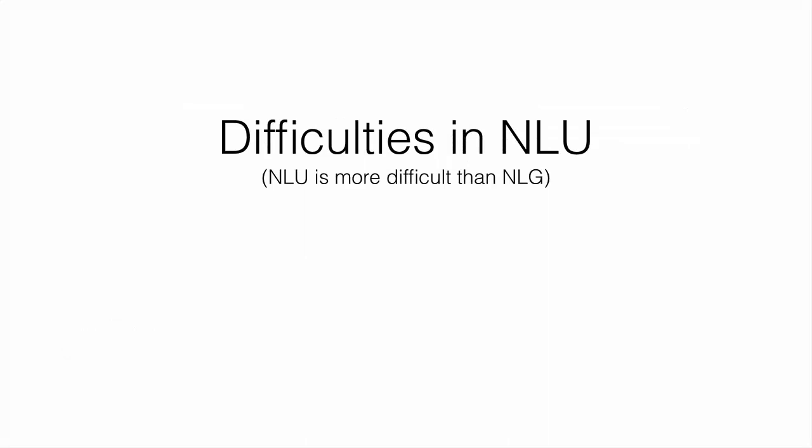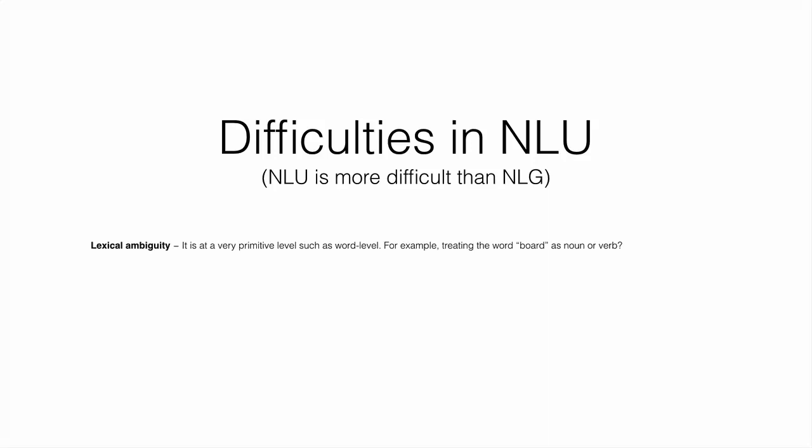So, difficulties in NLU. NLU is more difficult than NLG. So natural language understanding is more difficult than natural language generation. And there's a few different elements that come into play. Natural language has an extremely rich form or structure. It is very ambiguous. There can be different levels of ambiguity.